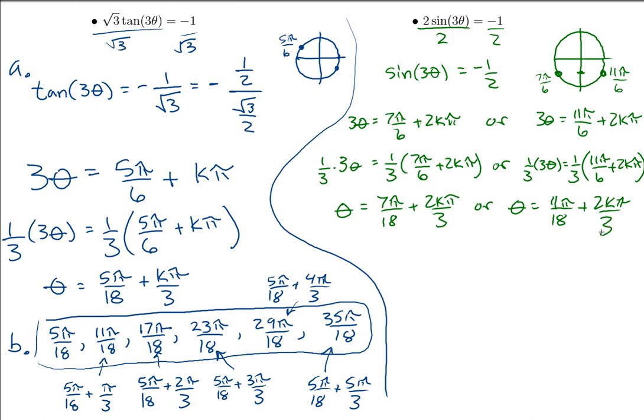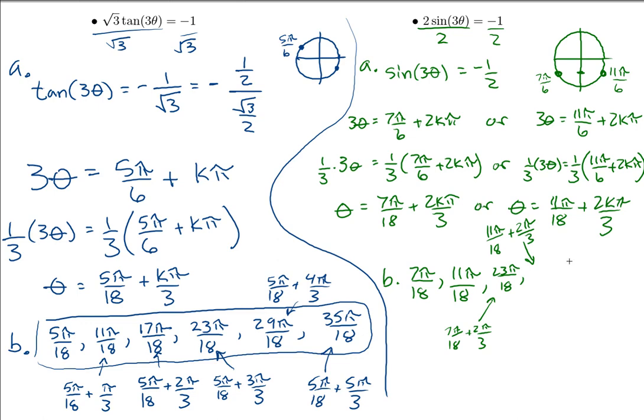And then we play the same sort of game we did in the last one for part B, right? So of course we have 7 pi over 18 and 11 pi over 18 when k is 0, all right? But then we can start adding more, right? So this can be 7 pi over 18 plus 2 pi over 3. So that's going to give me 23 pi over 18. This one would be 11 pi over 18, so I'm alternating over to that solution, plus 2 pi over 3, right? So I'm letting k be 1 here.